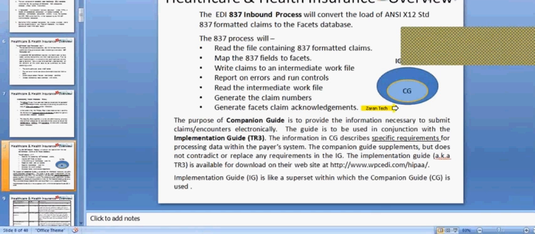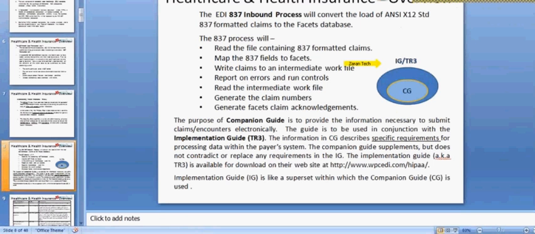And at the high level, you have an implementation guide, IG, or a technical report, which is published and issued by the CMS. CMS would have outsourced it to another company called WPC, Washington Publishing Company, which issues these documents on behalf of CMS. So CMS issues a general high-level guideline on what the transaction should comprise. That information is available in the IG or implementation guide.